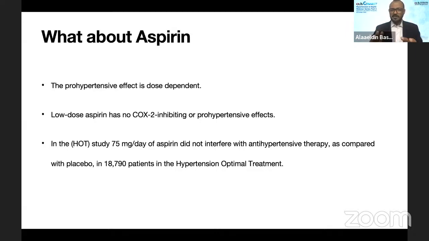And this is not just like that. It's data from a very large trial, which is the HOT study. The HOT study is a study that evaluated around 18,790 patients. And they found that a group that has received aspirin compared to those who did not receive aspirin, there was no significant difference in blood pressure. And in that study, they used 75 milligram of aspirin per day.